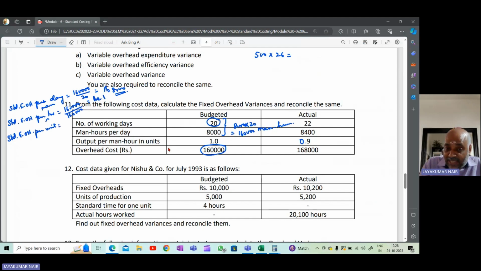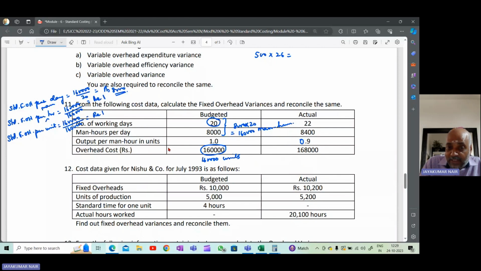Now they are saying that the output is one unit per man hour. Read this: output per man hour in units. One, because 1.0 means it's one. So 1 unit per man hour. So how many units do they produce? What is the budgeted units? It'll be 1,60,000 into 1, which will give you 1,60,000 units. So the cost divided by the number of units will give you the fixed overhead rate per unit. So per unit it is 1, per man hour it is 1, per day it is 8,000.